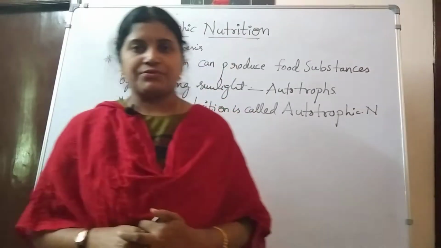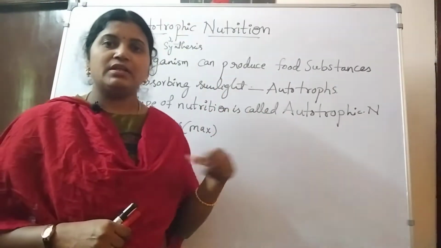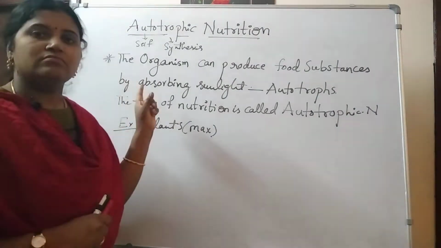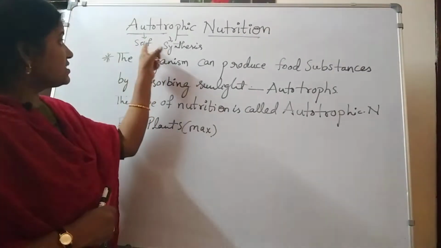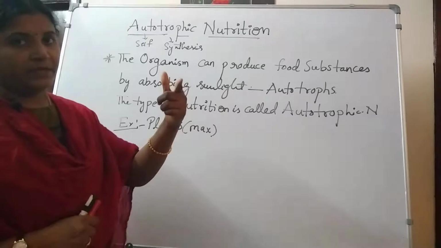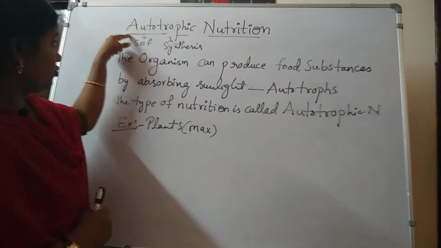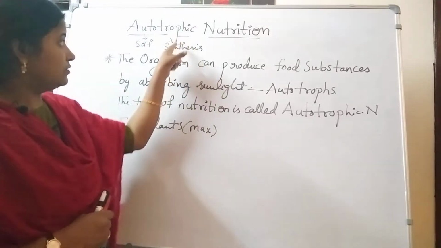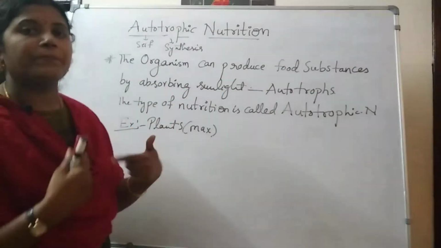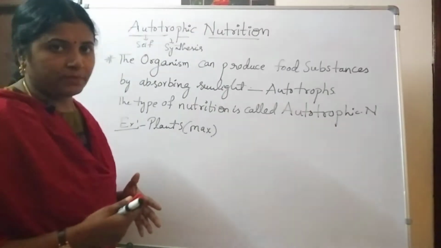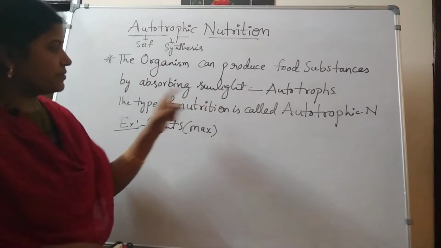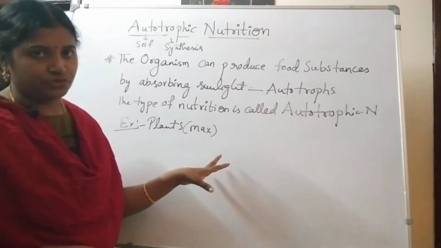So today we are going to see autotrophic nutrition and heterotrophic nutrition. In autotrophic nutrition, the plants are able to prepare their own food materials by themselves. That's why auto means self, trophic means synthesis of food, means preparation. They will prepare the food materials. Let's see the definition: what are autotrophs and what is the type of autotrophic nutrition.